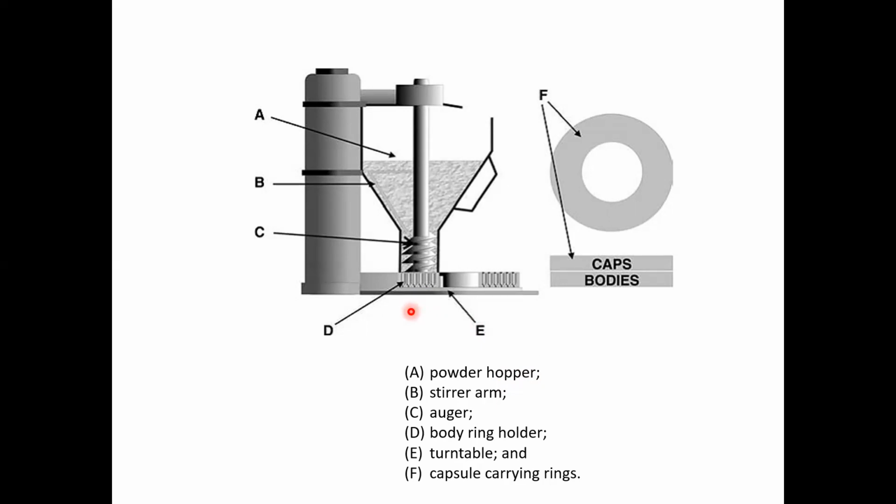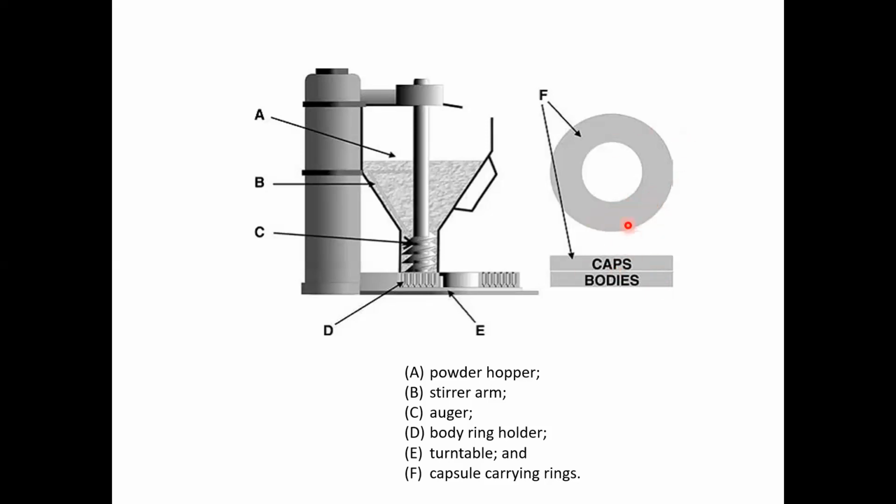What is the principle of operation? Let's discuss the auger fill method. This photograph is of the auger fill machine, which is a semi-automatic machine. The capsules are fed into a ring-like, donut-shaped plate. You have an upper plate which will hold the caps and a lower plate which will hold the body. These two rings are joined together initially when the capsules are loaded.